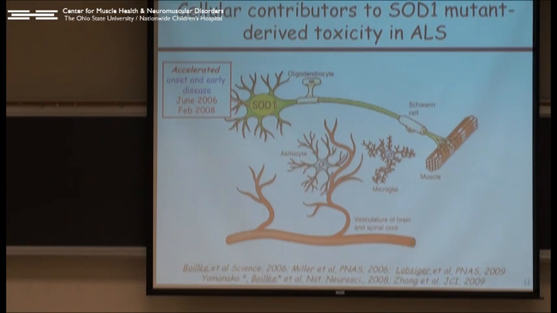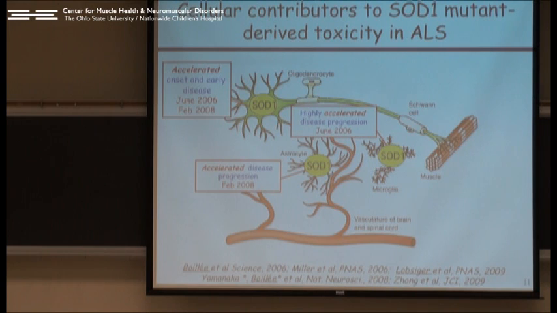So this is kind of more of a schematic overview of showing where mutant SOD1 contributes and what it meant in each of the various cell types. So in motor neurons here, mutant SOD1 actually accelerates onset and early disease. In astrocytes, the reduction of mutant SOD1 is implicated to accelerate the disease progression. In microglia, it highly accelerates disease progression.